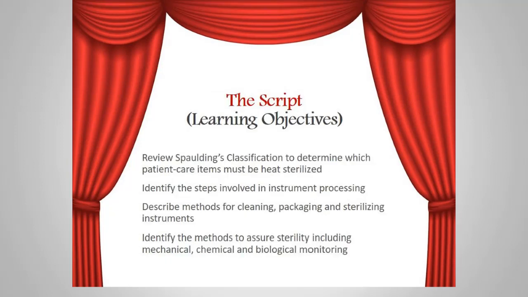Our learning objectives: we're going to review Spaulding's classification to determine which patient care items must be heat sterilized. We're going to talk about the steps involved in instrument processing. We're going to describe the methods for cleaning, packaging, and sterilizing instruments. We're going to identify methods to assure sterility, including mechanical, chemical, and biological monitoring.